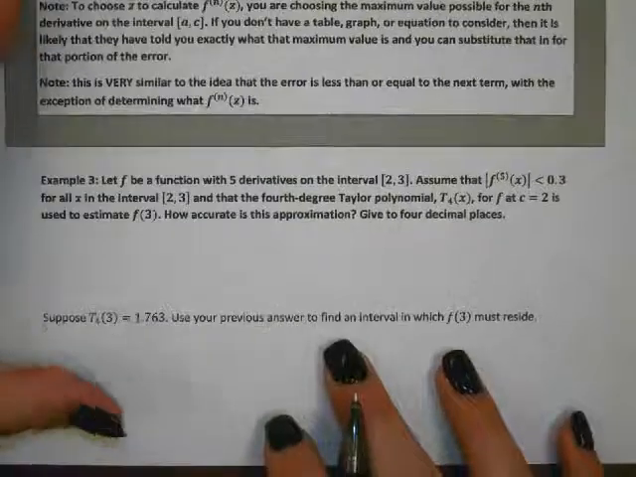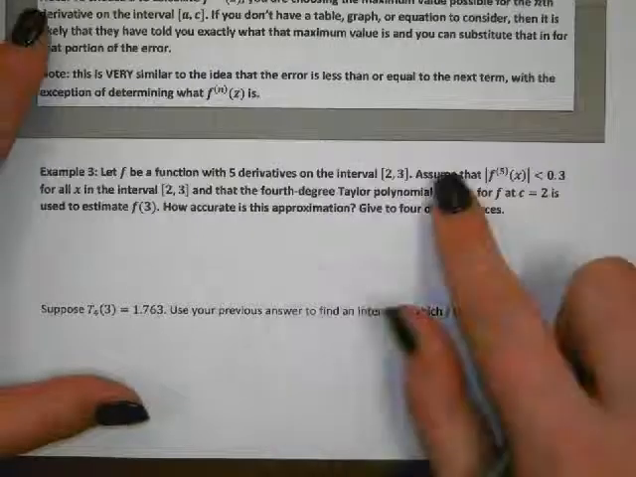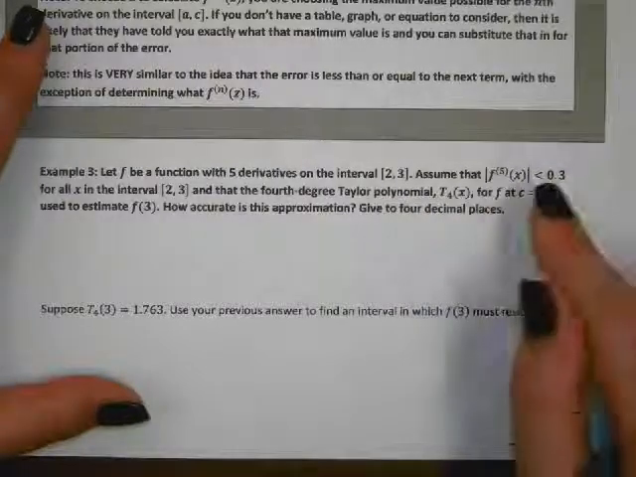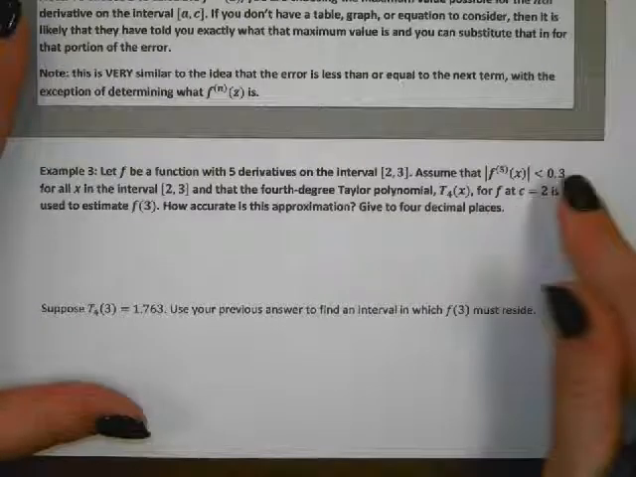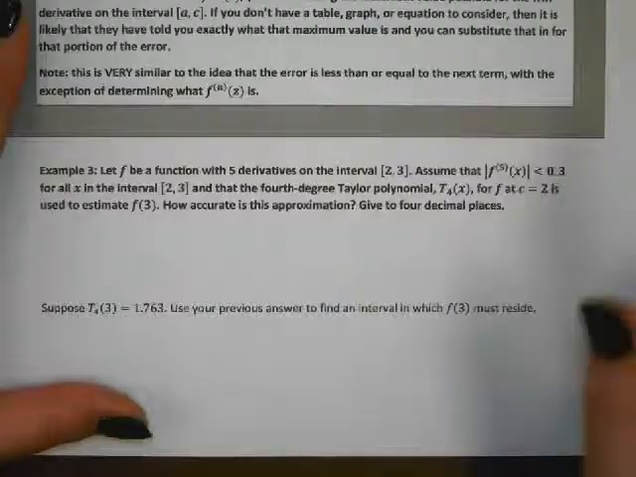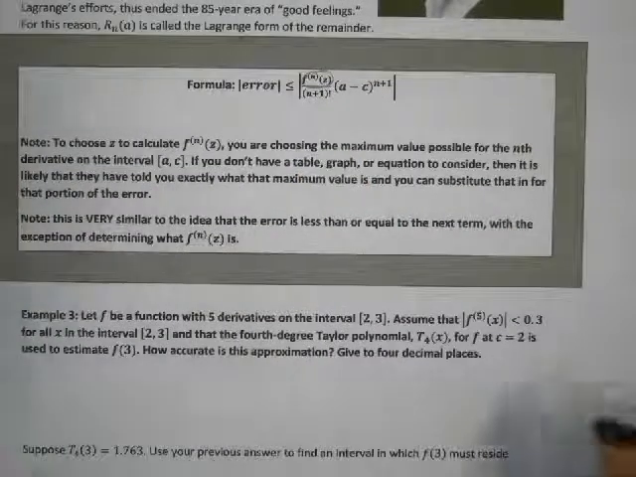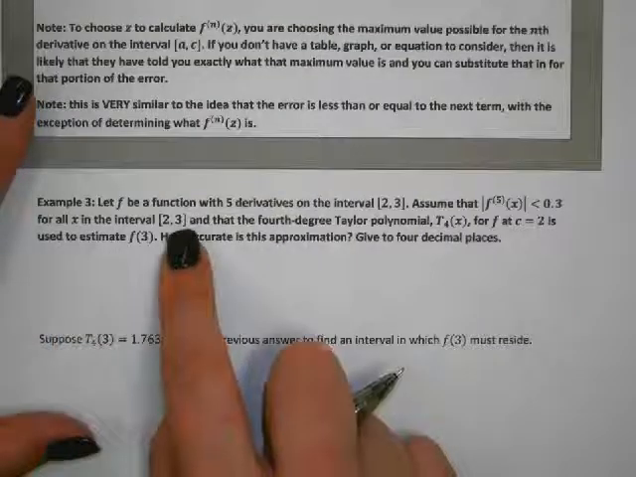It says, let f be a function with 5 derivatives on the interval from 2 to 3, and assume that the 5th derivative evaluated at an x value, we'll talk about this part later, is less than 0.3. So they're telling you right now, plug in 0.3 for that right there. And that's nice. Some of the problems will do that. They'll tell you exactly what to plug in, okay? For all x in the interval 2, 3.